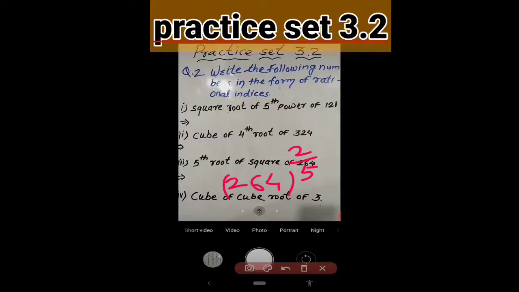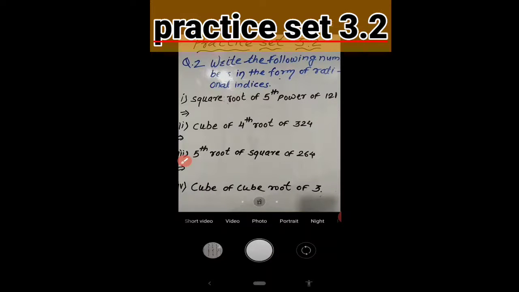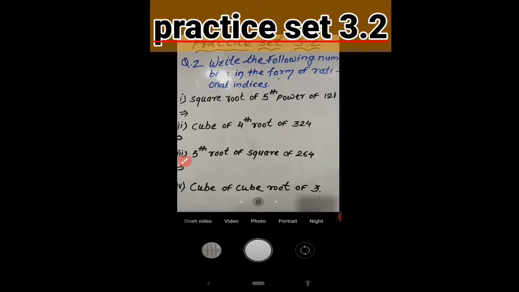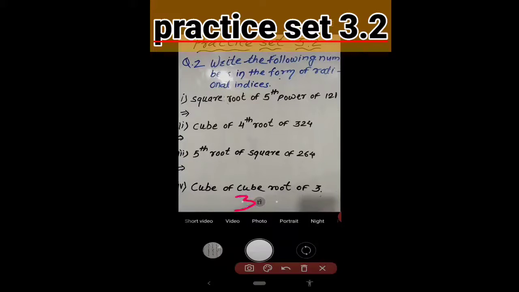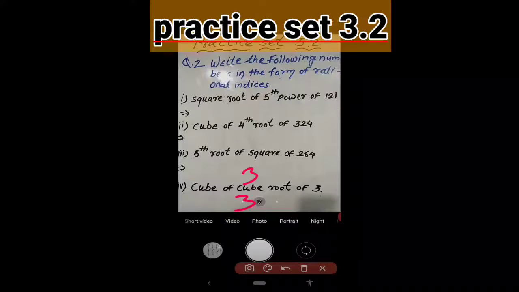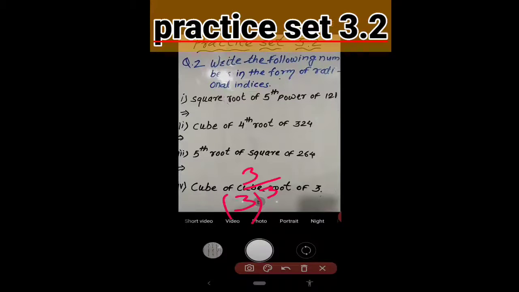And the last example is cube root of 3. See here, 3 is a number. Cube of 3 means to the power 3. Cube root means the denominator is also 3. So 3 to the power 3 upon 3. Okay. In this way, our practice set 3.2 gets completed.